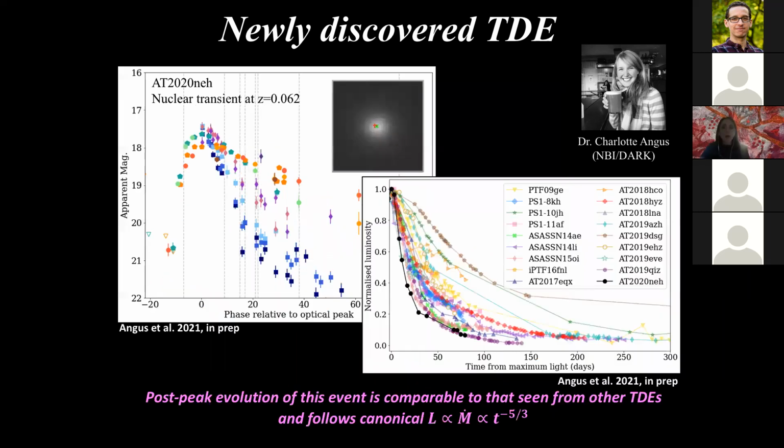But what we find is that when you look at this event, photometrically and even spectroscopically, it looks very much like a TDE that we know. It shows the same spectral lines that we have seen in tidal disruption events, which I won't talk about today. It shows the same black body temperatures that we see in other events, and, as shown in this plot here, the post-peak evolution is comparable to that seen from other TDEs, and it seems to show the canonical t^-5/3 behavior that we had seen before.